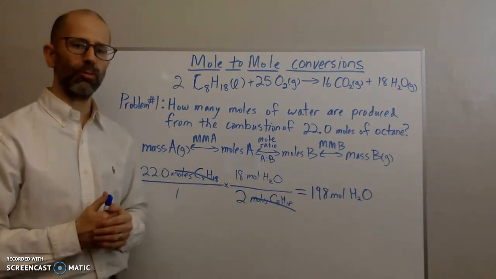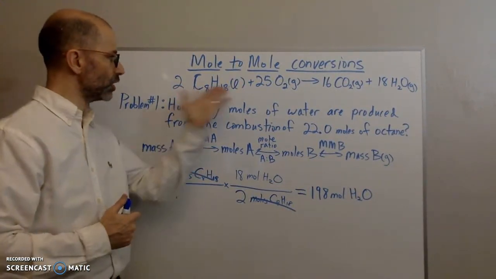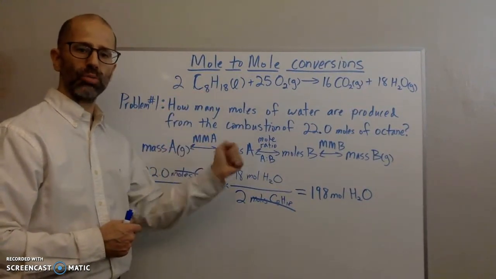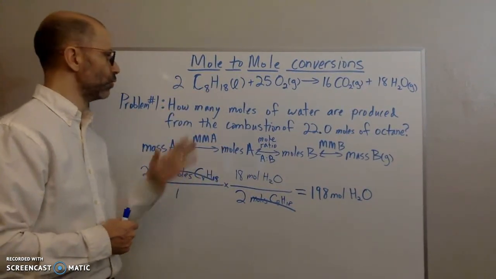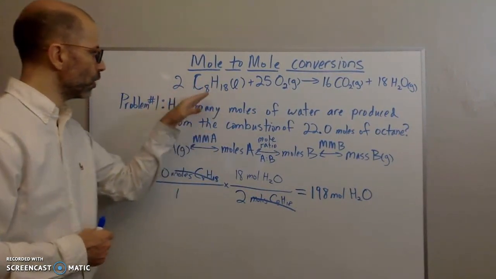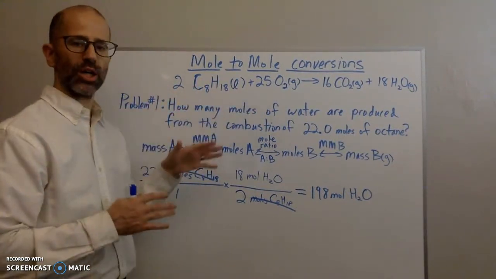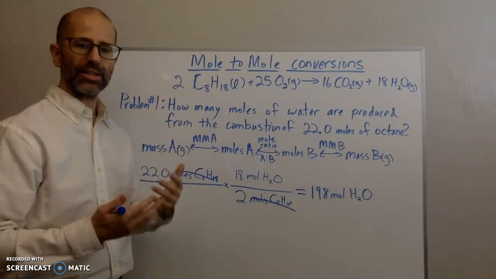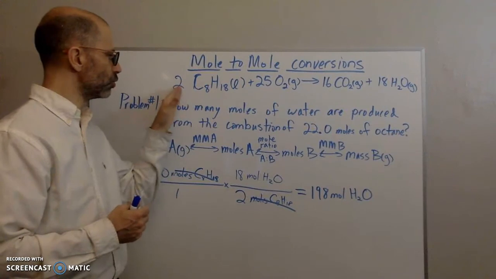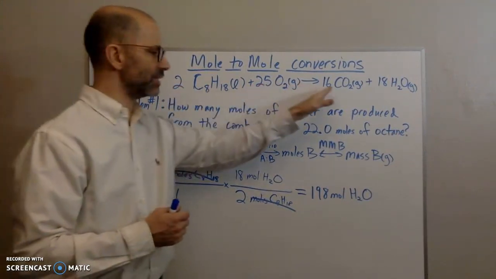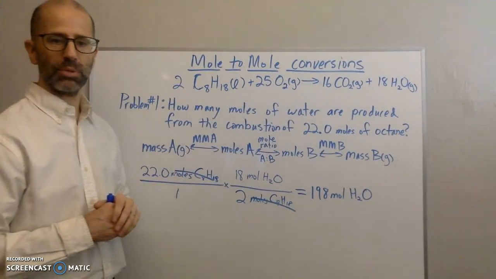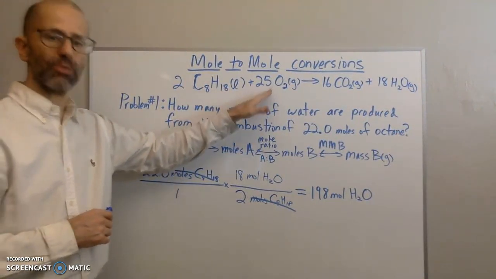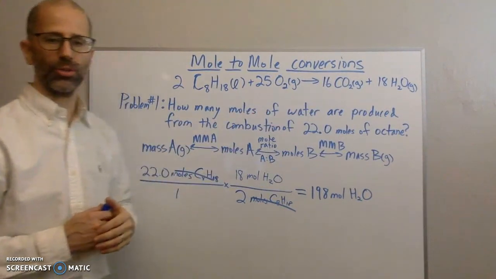I hope this was helpful. This is how you can use the balanced equation to do a mole to mole conversion, and the way you do that is whatever two substances you are converting between, you use the coefficients as a ratio, depending on where you're converting from and where you're converting to.